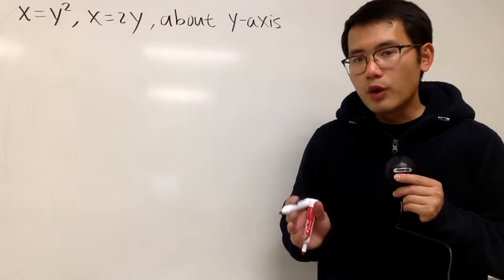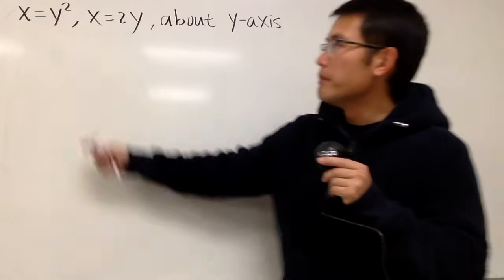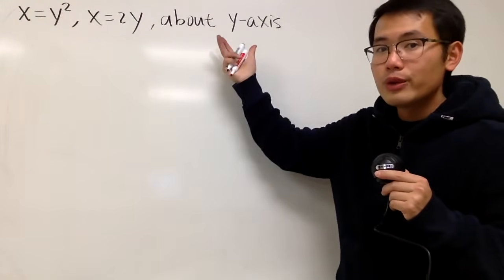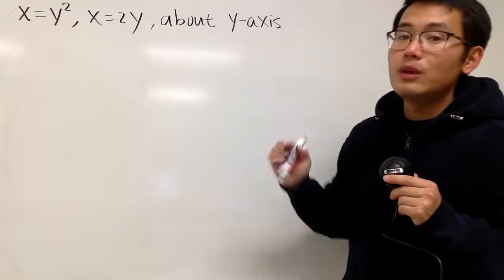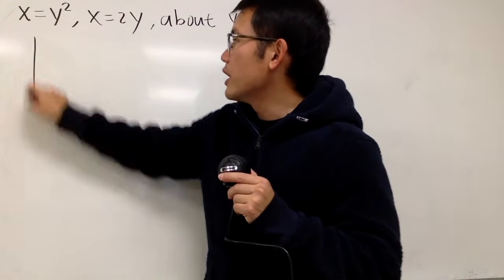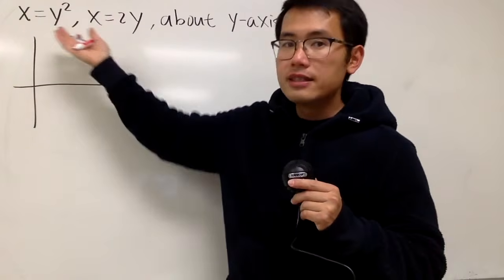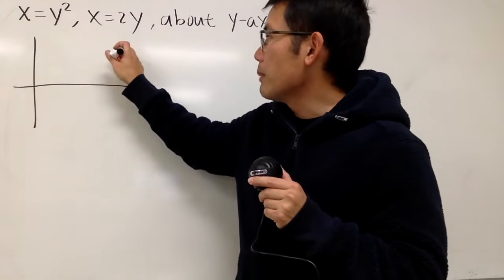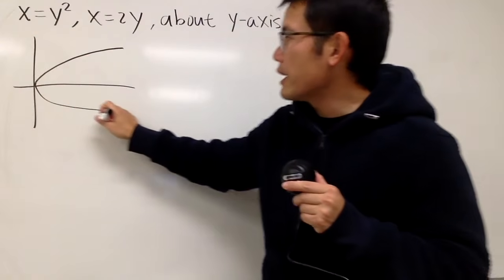Okay, here we're going to find the volume generated by rotating a region bounded by this and that, and we are going to do it rotating about the y-axis. So here we go. First, let me just give you guys a picture of the region. Notice that we have x is equal to y squared, so it's just a sideways parabola. It's not so bad here.